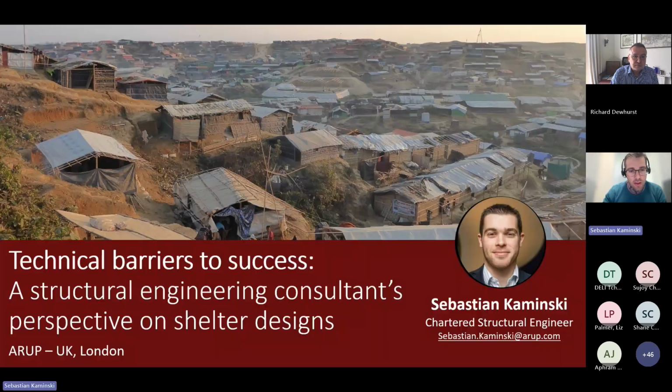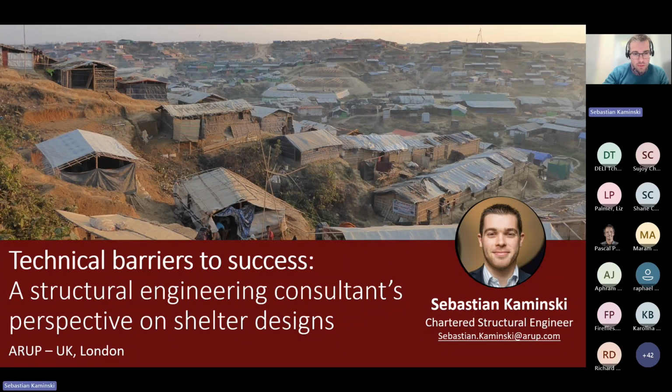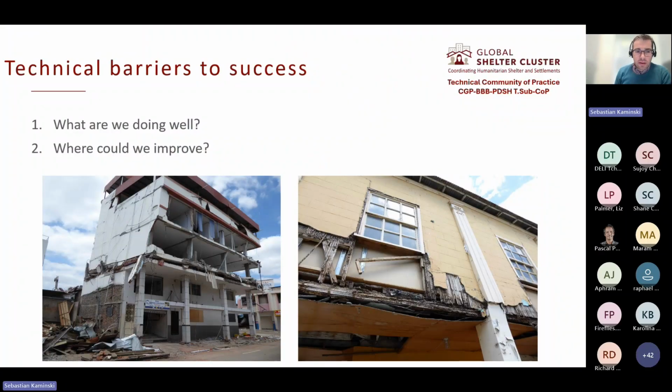So hopefully that works now. I'm going to be talking about a structural engineer's perspective on shelter design specifically, within the theme of barriers to success. So what are our technical barriers to success? I'm going to start off talking about what we are doing well. I think we're doing a lot very well in the sector. I think the sector has matured and improved significantly over the past few decades. And then I'm going to discuss areas which, from my perspective, we could improve upon.